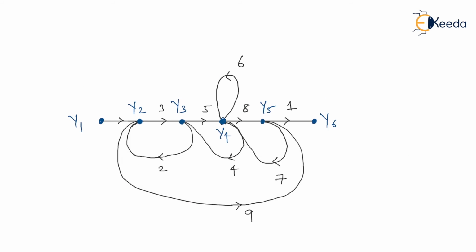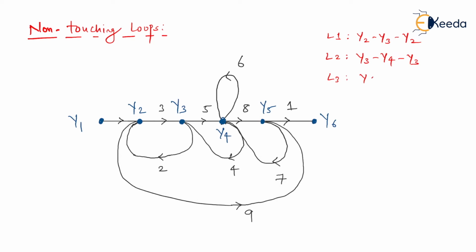Let us try to understand what is meant by non-touching loops. So first of all, we will recall all the loops that we have stated here. Let me just note down whatever loops we had so far. These were the loops which we have studied in the last slide. Let us understand what is meant by non-touching loops.